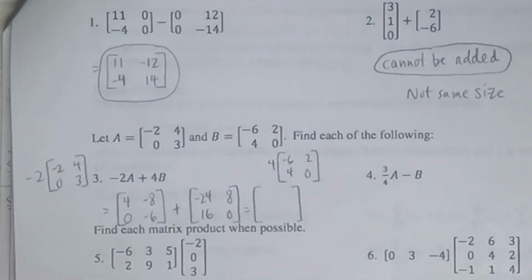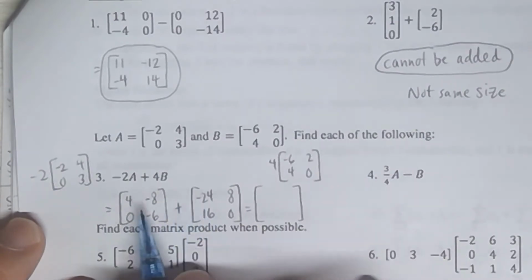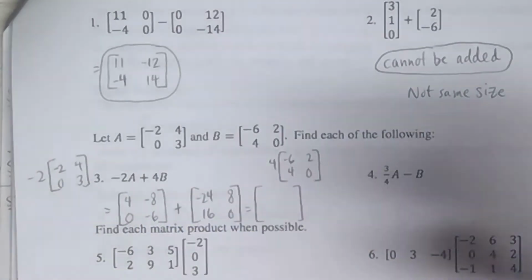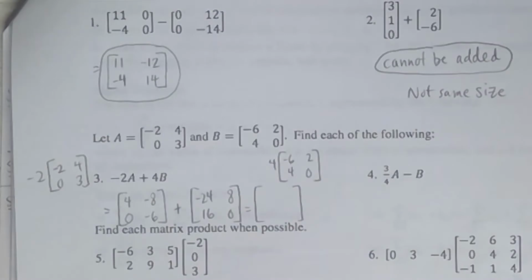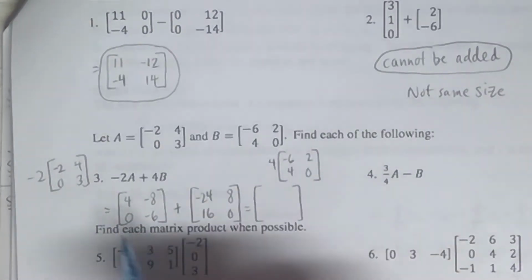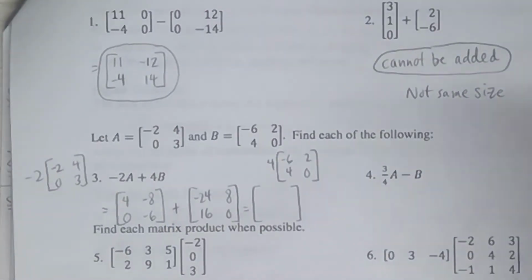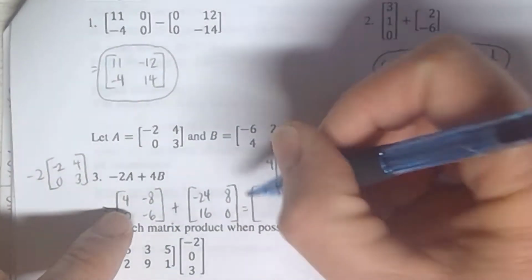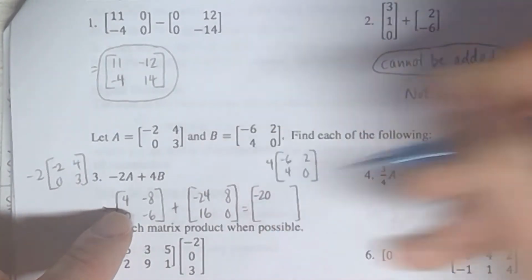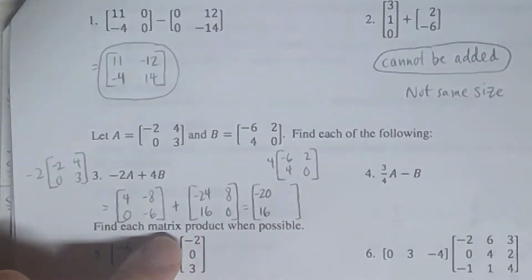And so, again, can I add these? Remember, we have to ask ourselves that question. Whenever you add two matrices, are they the same size? Yes, they are. You can see that they're both 2 rows and 2 columns. So that means I can add top left and top left. The answer goes in top left. Bottom left and bottom left, 0 plus 16, that goes in bottom left.